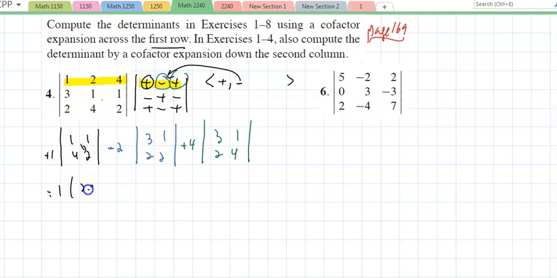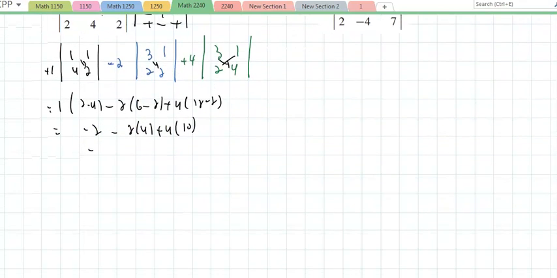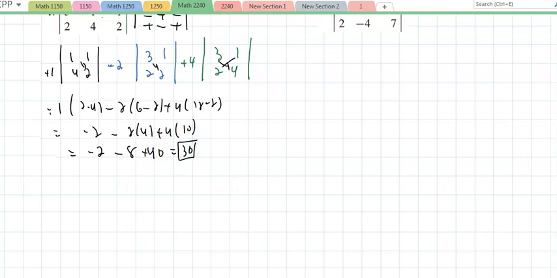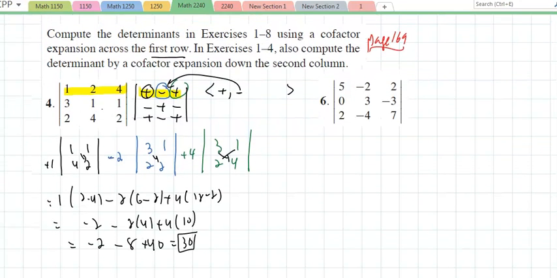That is 2 minus 4 minus 2 times 6 minus 2 plus 4 times 12 minus 2. So that is negative 2 minus 2 times 4 plus 4 times 10. That is negative 2 minus 8 plus 40. That is 30. No matter which row or column you pick, the determinant will be 30.